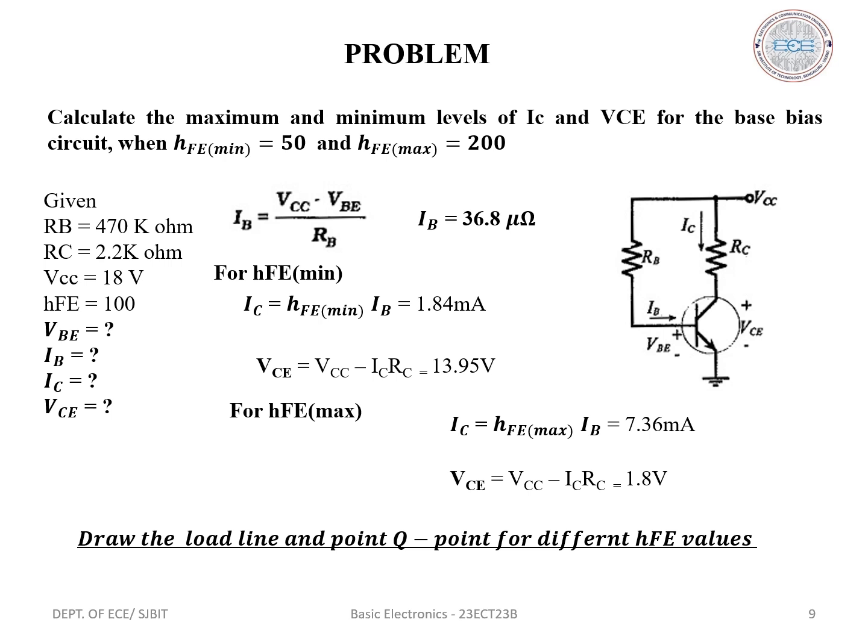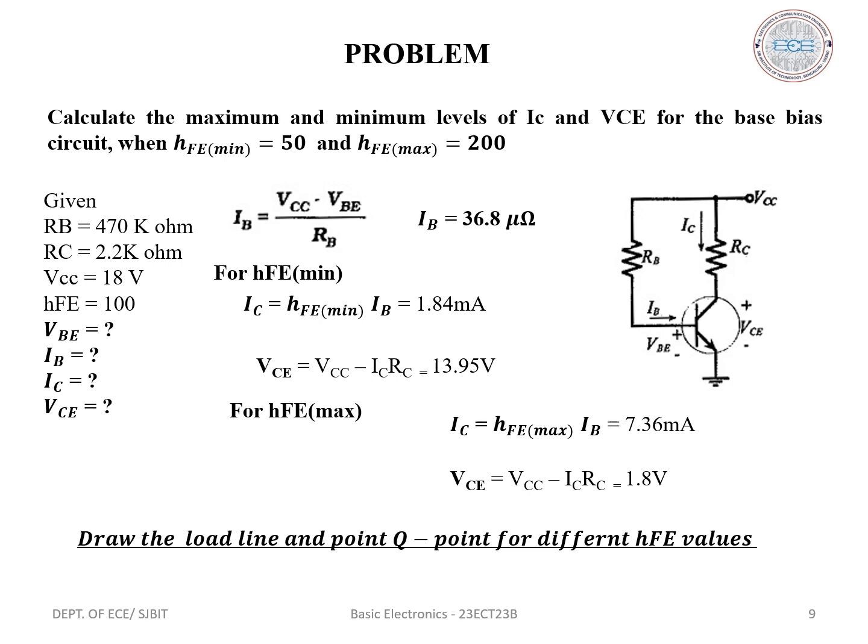So first we will calculate IB, which will be equal to VCC minus VBE by RB. Substituting all the values, we will get IB equals 36.8 micro amps. Next, in the problem it is given that for HFE minimum it is 50. So IC will be equal to HFE minimum into IB. Substituting the values, it equals 1.84 milliamps. Then VCE will be equal to VCC minus IC into RC, which equals 13.95 volts.